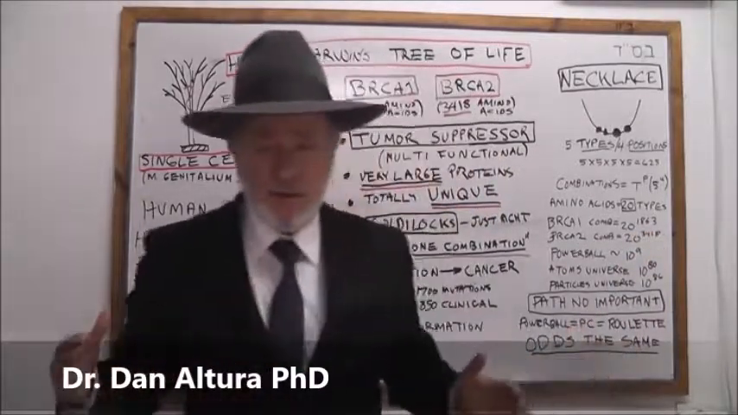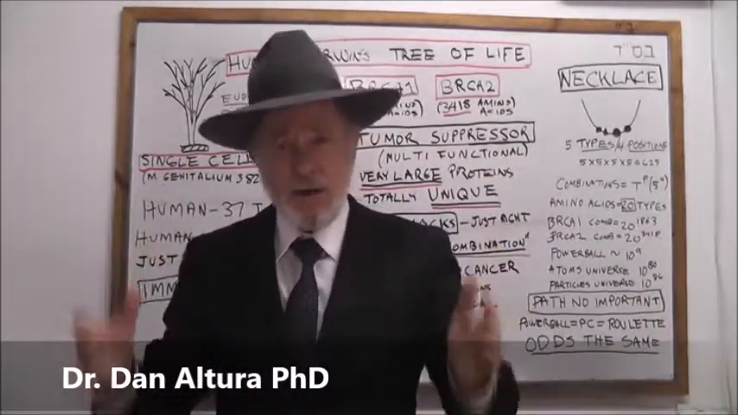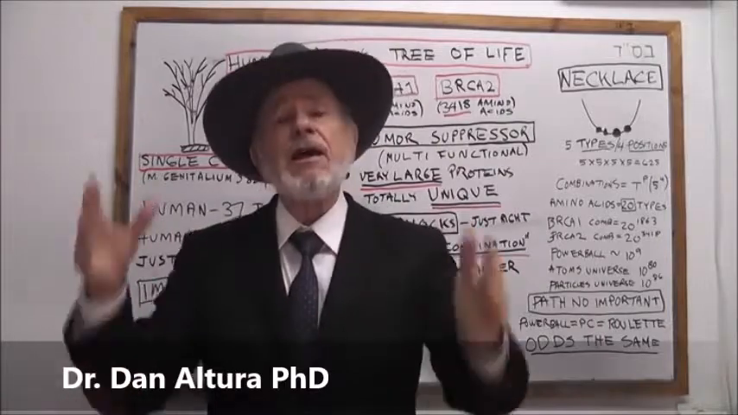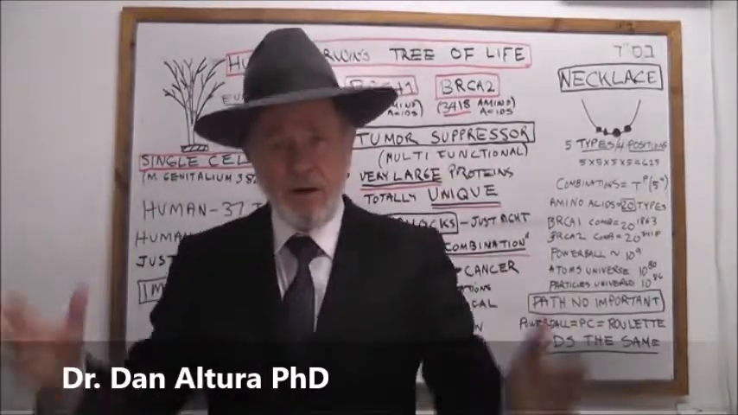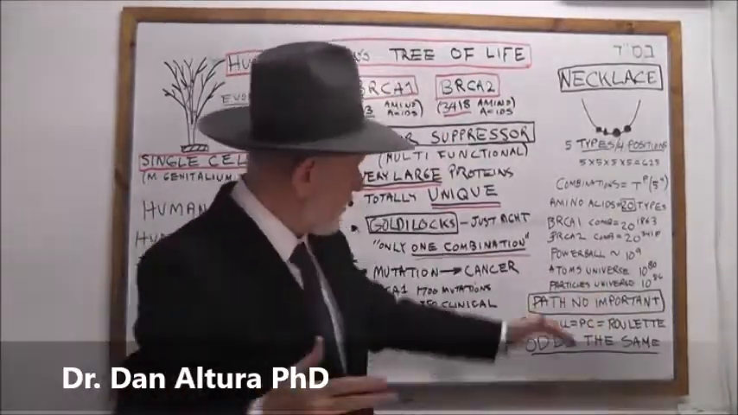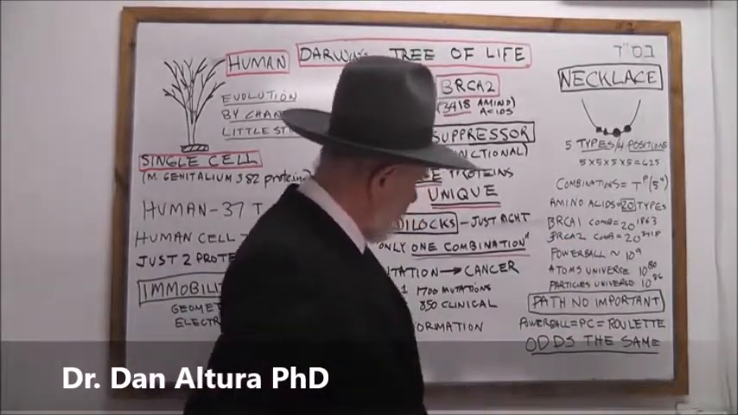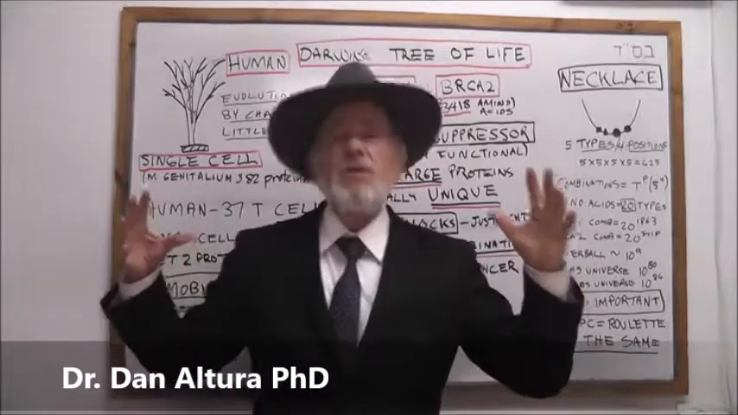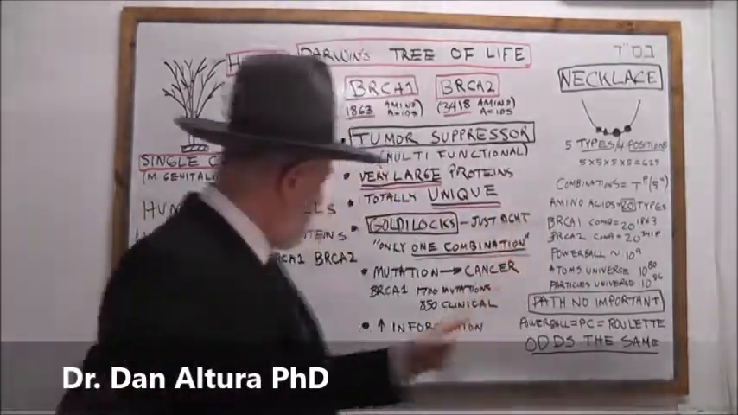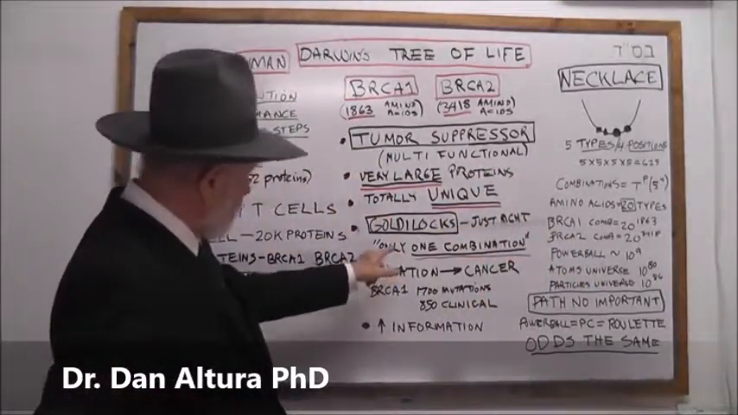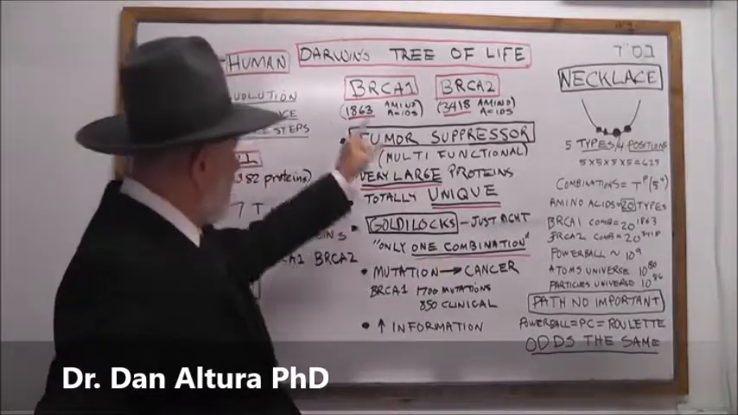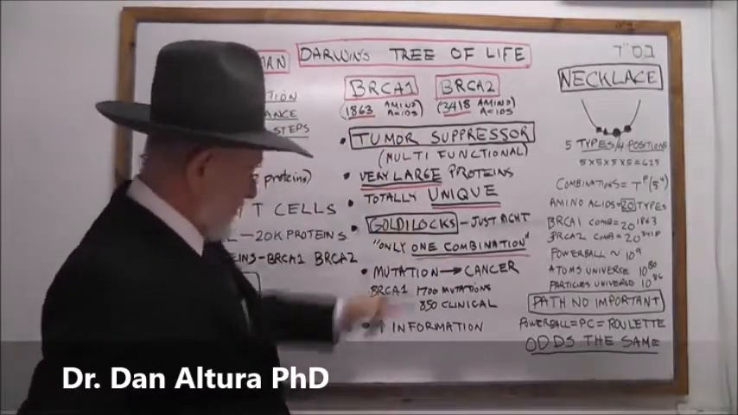3,418 zeros. If I was to pronounce a zero every half a second, it would take me over a half hour just to pronounce all the zeros in the BRCA different combinations. But to get an idea of how large these numbers are, and again remember, there's only one right combination that will work for both of these, for either one of these.